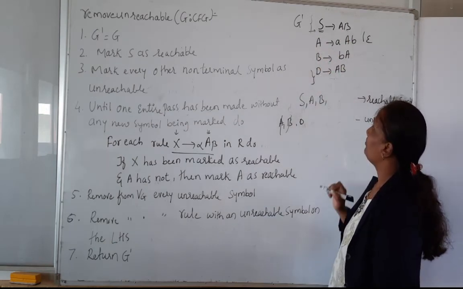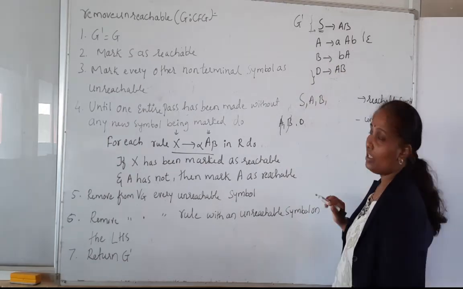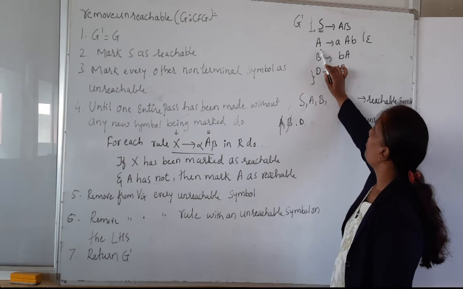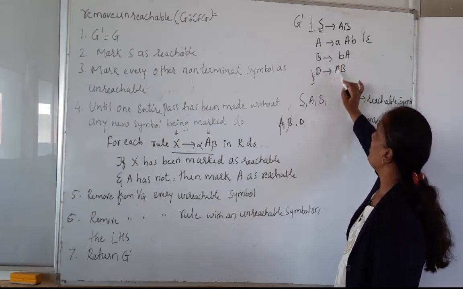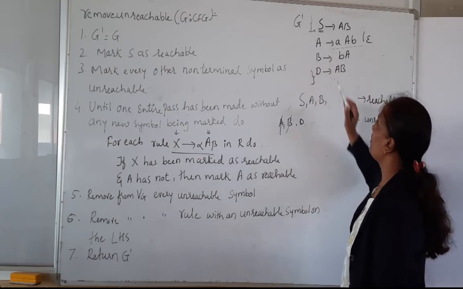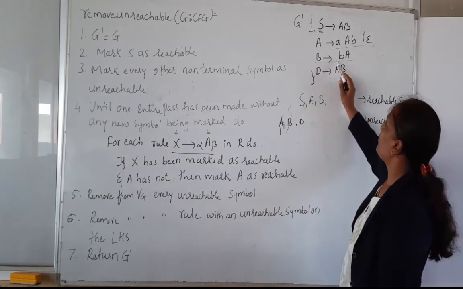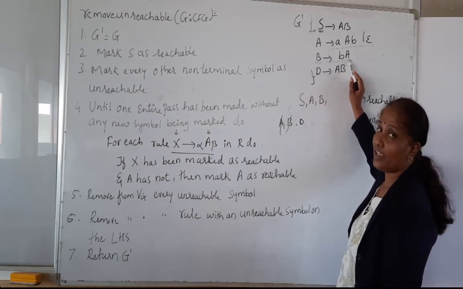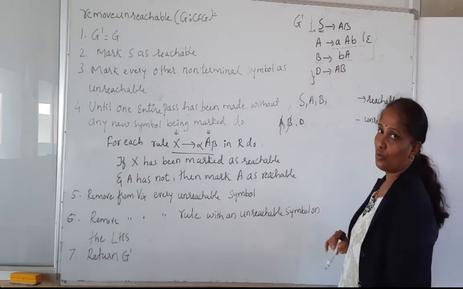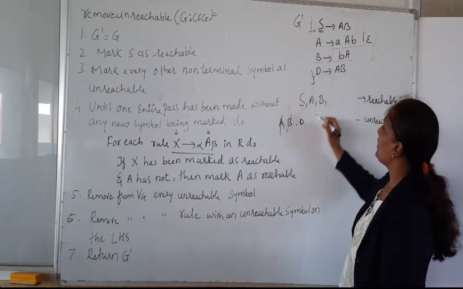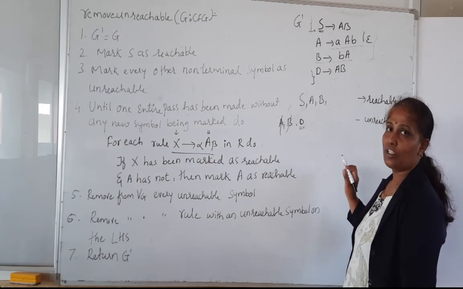What about D? Can I reach D from S or from A or from B? So check out the A rule. What is the A rule? A produces AAB or epsilon. There is no D in this rule. Next, check out the B production. B produces BA. So there is no D in all of these three rules. Based on that, I can say D remains unreachable from the start symbol.